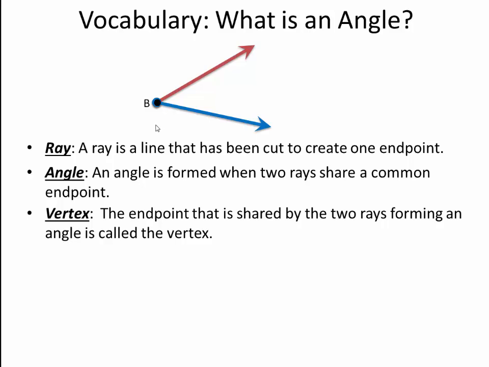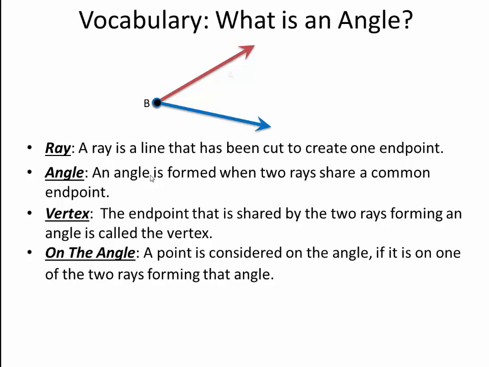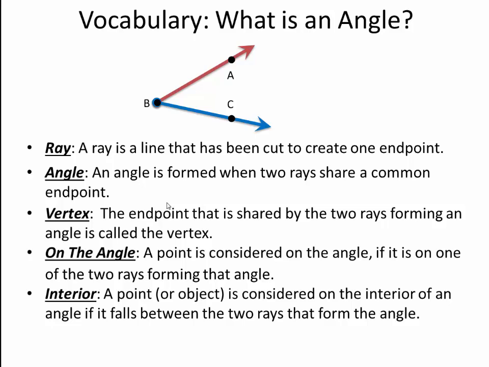The endpoint that these two rays share is called a vertex, and this vertex is central and very important to the naming of the angle and the identity of the angle in general. So point B is considered a vertex. There are other points associated with the angle that we might find. For example, A and C are two points that fall on the angle. They exist on the ray beyond the vertex or endpoint, one on each, and these will become very important for our ability to name this angle.